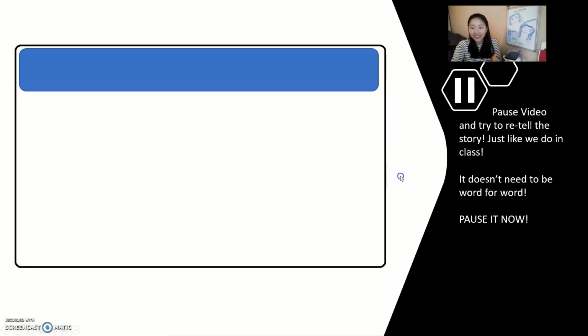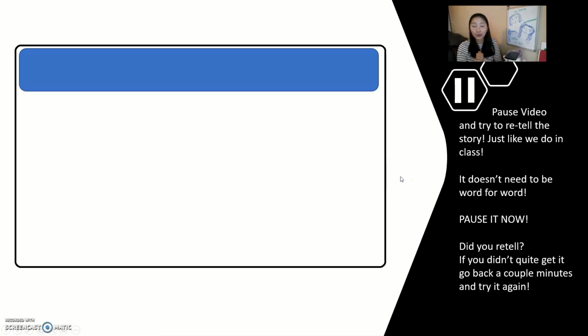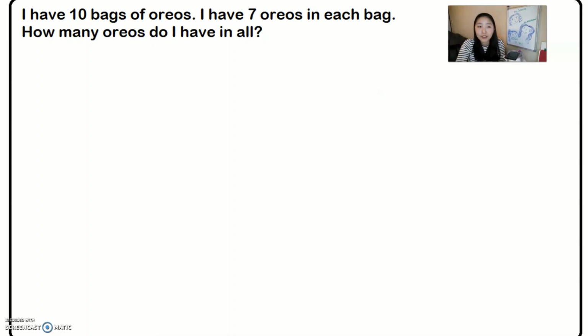I hope it went well, and if you didn't get it quite right, you can always go back a couple minutes to see the problem, and you can pause it again and try again. It's absolutely fine. This is just practice for when we get back into the classroom, where you'll be able to do it a lot more fluidly and with a lot more confidence. If you want to stand up while you're doing it so you can mimic what we're going to be doing in class, that's absolutely great as well. So let's hop into it.